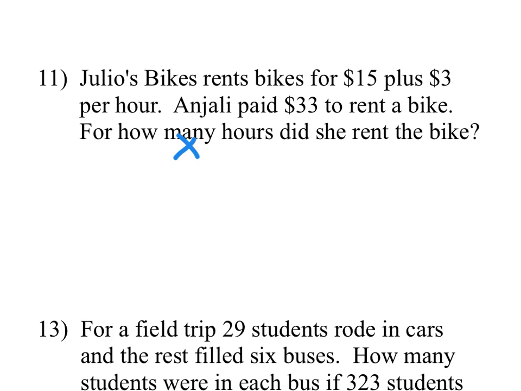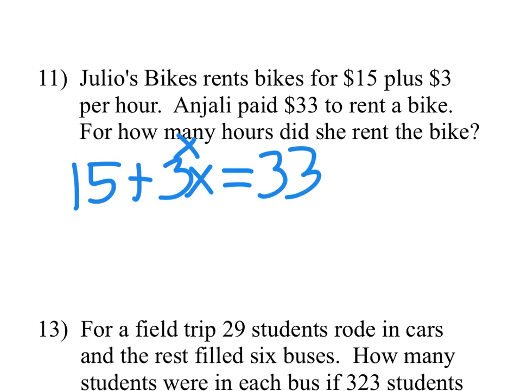I'm going to go in the order that it's read. We're renting bikes for $15. That charge happens no matter how long we rent the bike. Plus, we're going to be charged $3 for every hour. So 3x for the number of hours that we don't know. She got charged a total of $33.